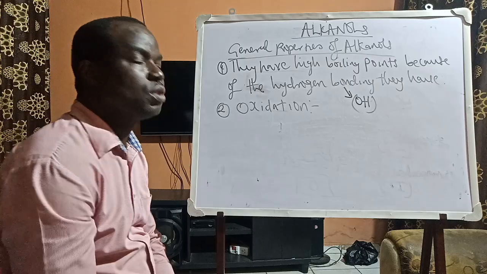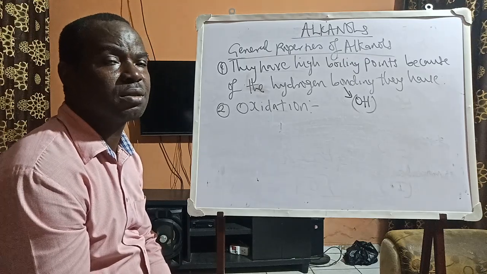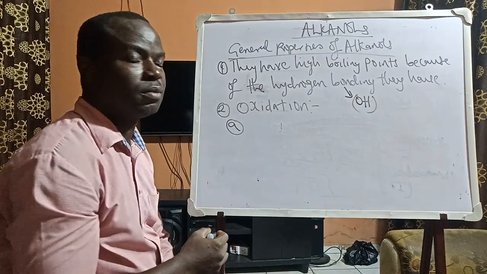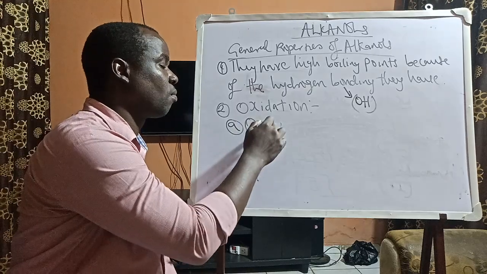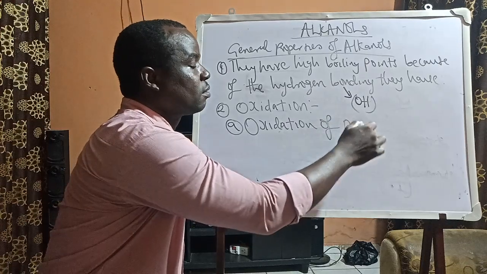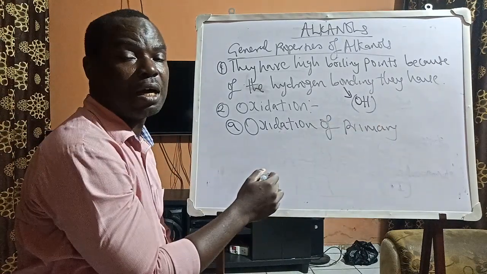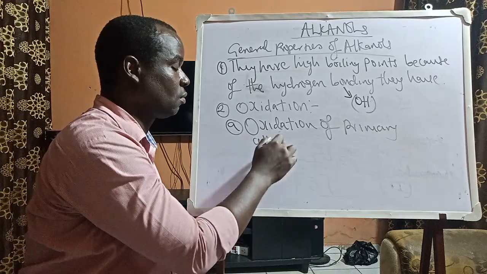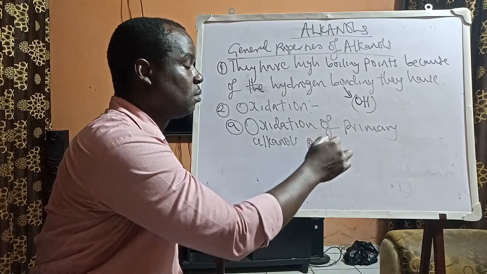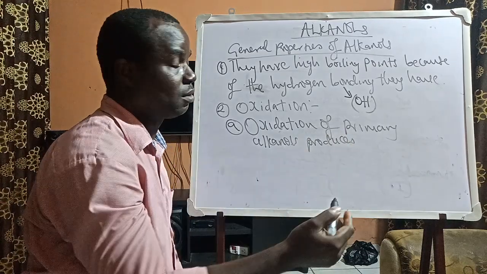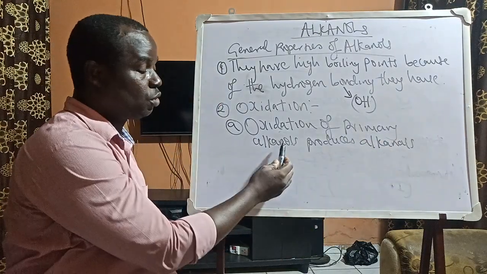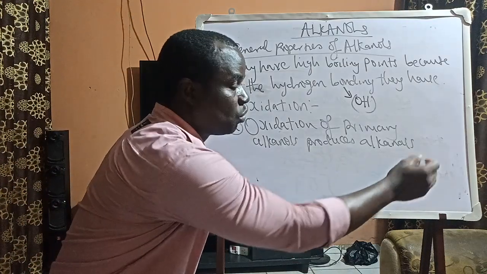So, oxidation of alkanols generally, let's talk about them. Number one, oxidation of primary alkanols produces alkanals. Remember, the ol changes to al.